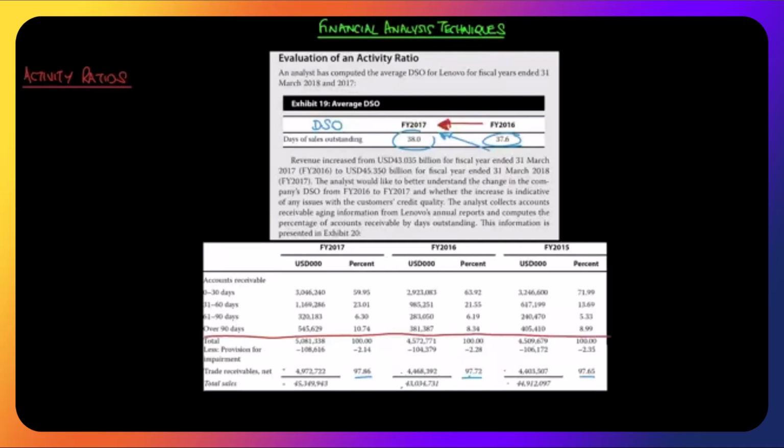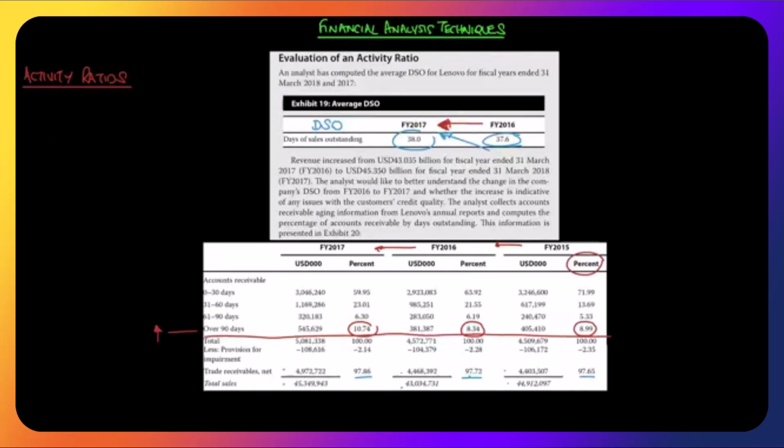There you go. Time is going this way, 15, 16, 17. Back in 2015, percentages, 8.99% over 90 days, 8.34, okay, that's good, 10.74. That's not so good. So the oldest have increased. There's now over 10, almost 11% as opposed to only 9.